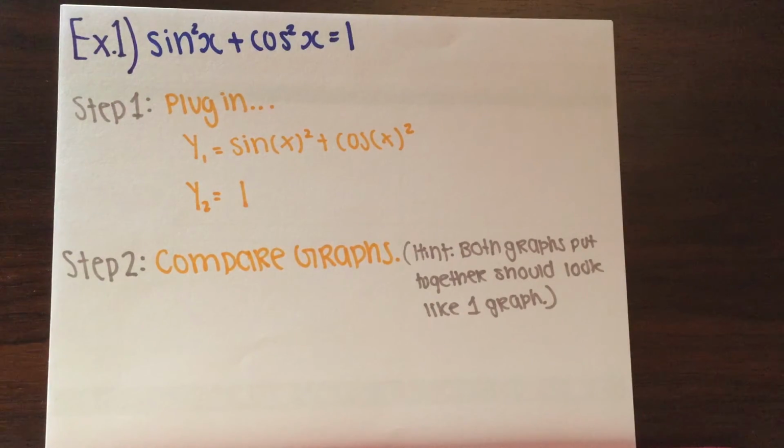For my first example, I chose sine squared of theta plus cosine squared of theta equals 1. So in the calculator, you would plug in y1 equals sine of x squared plus cosine of x squared. And then for y2, so this would be like 2 different equations, y2 would equal 1. So then for step 2, you just compare the graphs. Another way you could look at it is just see if the graphs look like one graph. Because if they're aligned, then that means that they're just like the same graph put together.